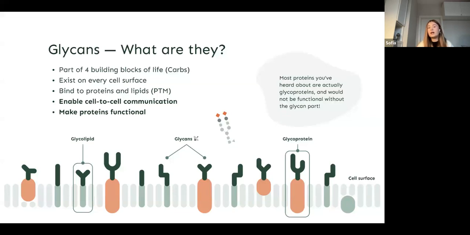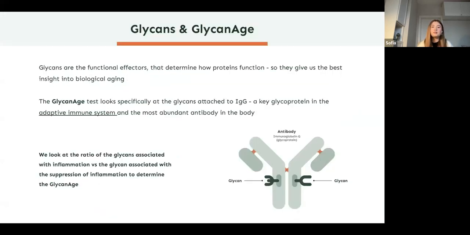As you can see here, they exist on proteins that are inside the lipid membranes of your cells, but they also exist on proteins that flow freely in your blood, such as the immunoglobulins, which we'll talk about later. There are different ways in which glycans help our biology. One of the main things is that they allow cell-to-cell communication and the communication of different proteins.